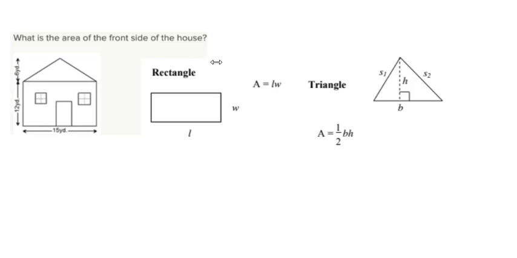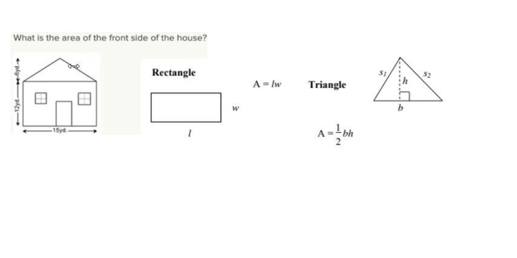What is the area of the front of the house? So we have to realize that this is also a composite shape, and we have a rectangle and we have a triangle. To figure out the surface area of a composite shape, we're going to first break up the composite shape into the two shapes or more that we know. Again, here we have a rectangle and we have a triangle.